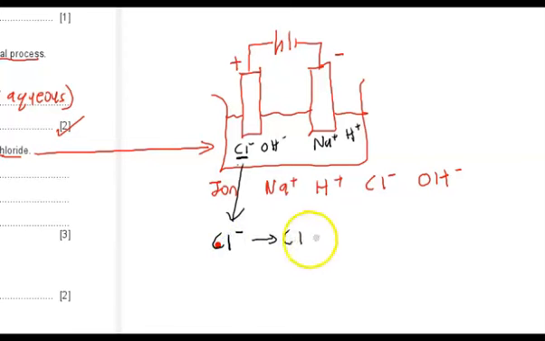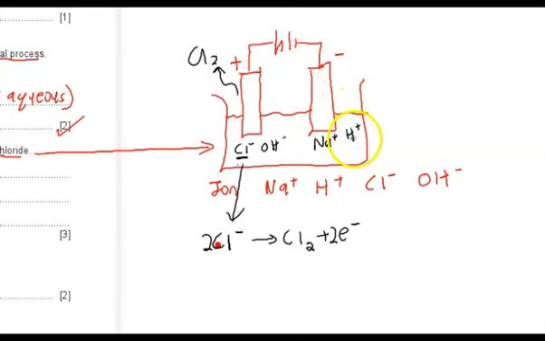You will have a chlorine atom. It will release an electron, but chlorine will never appear as a single atom, so they will appear as a diatom here, Cl2. So here you have chlorine gas.